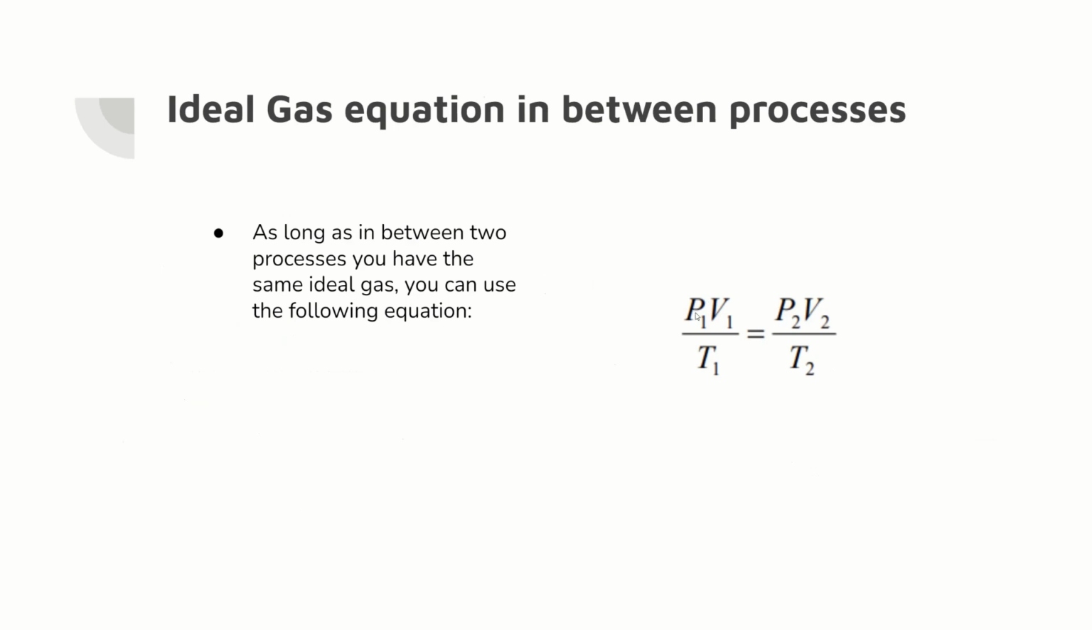If you have a process that goes from one state to the next, so state 1 to state 2, then you can equate these properties together. If T1 and T2 are equal to one another, then you can just cancel them out, and you have P1 times V1 is equal to P2 times V2, and the same applies to the other properties. But remember, this is for only ideal gases.